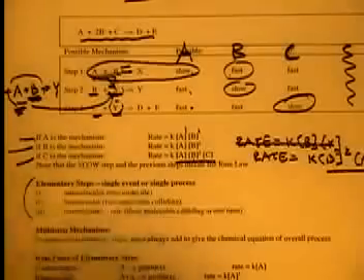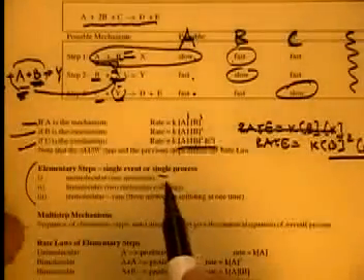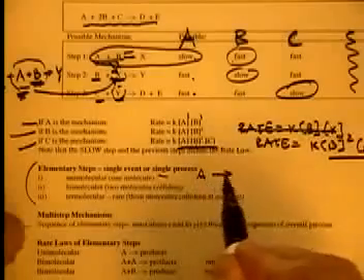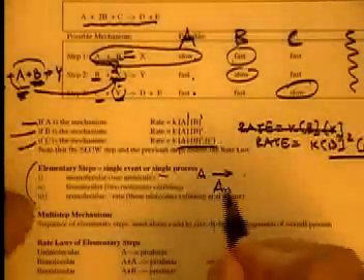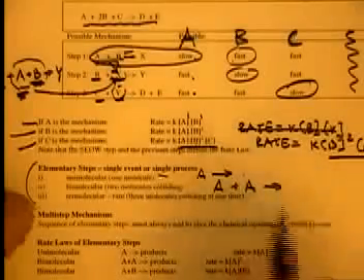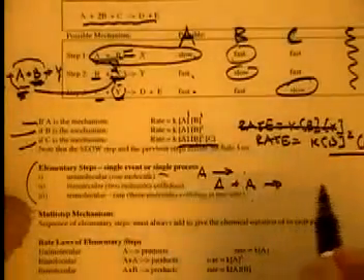Let's talk about elementary steps or elementary processes. A unimolecular step is one where you just have A going to some products. There's only one thing reacting. A bimolecular is where you have two things going and colliding together to make a product.